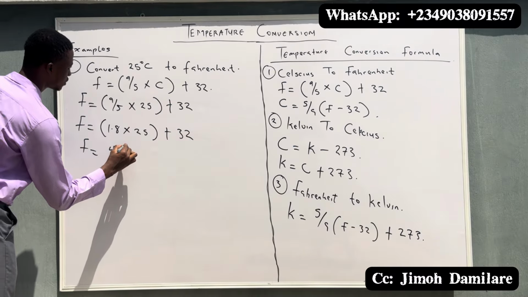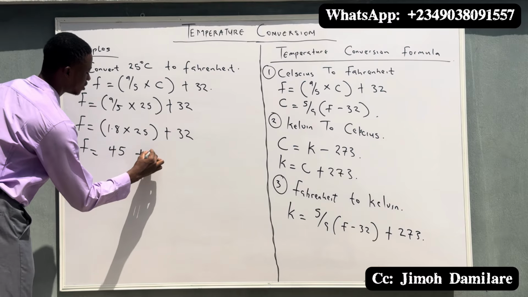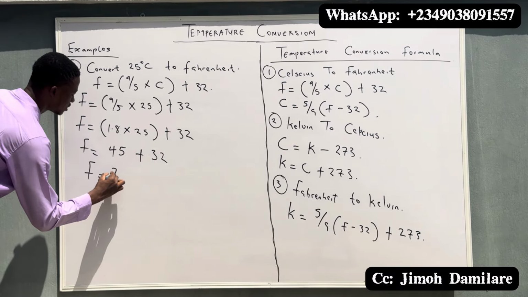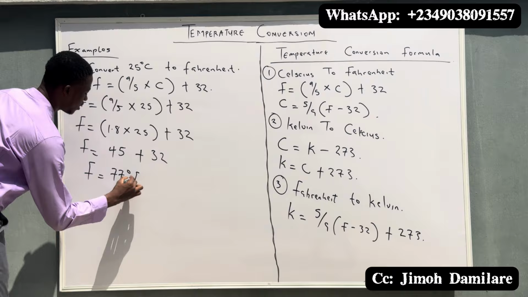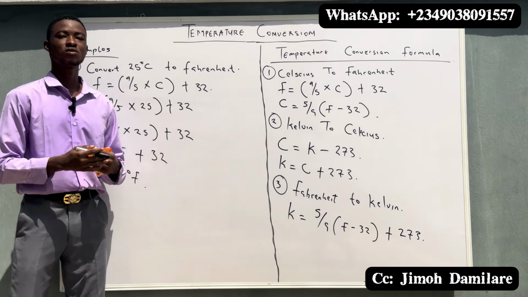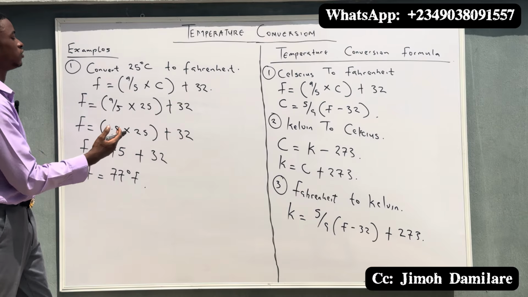45, rather. So it will give us 45. So we have 45 plus 32. So our Fahrenheit will be giving us 77 degrees Fahrenheit. So this is how to convert from degrees Celsius to Fahrenheit. You can see it is very, very simple if you know your formula.